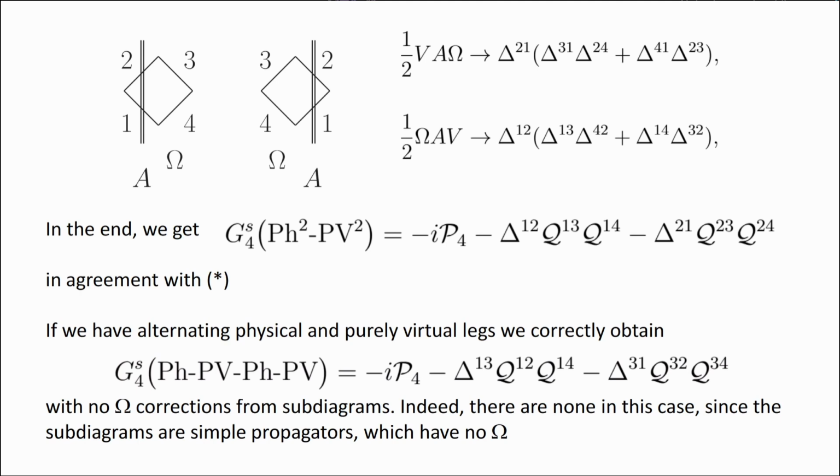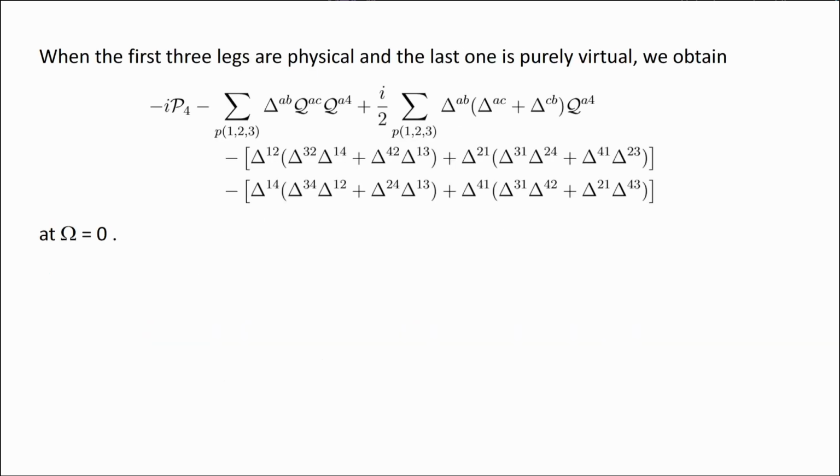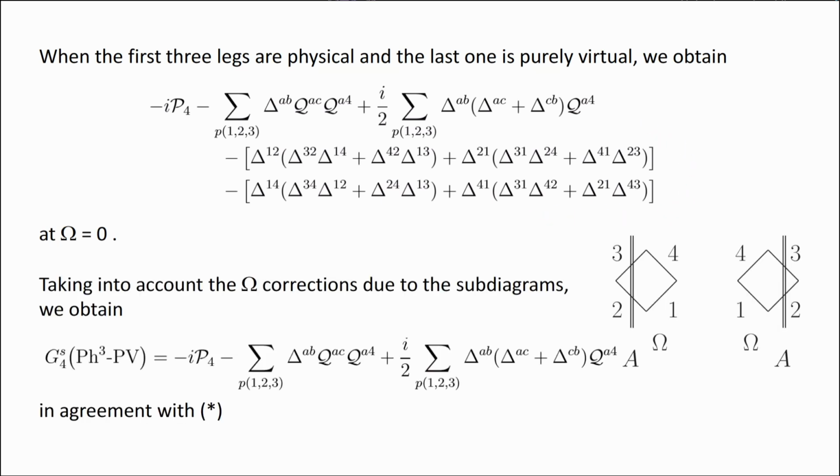If you have alternating physical and purely virtual legs, then you do not have the problem. When the first 3 legs are physical and the last one is purely virtual, you obtain this long formula at omega equals 0. Again, this is no good, you have to get rid of it. And again, it disappears once you include the corrections due to subdiagrams. It cannot be removed by means of a new omega. It has to come from the subdiagrams, and you can check that correctly it comes the way you expect. And in the end, you find agreement with the formula of the other paper.